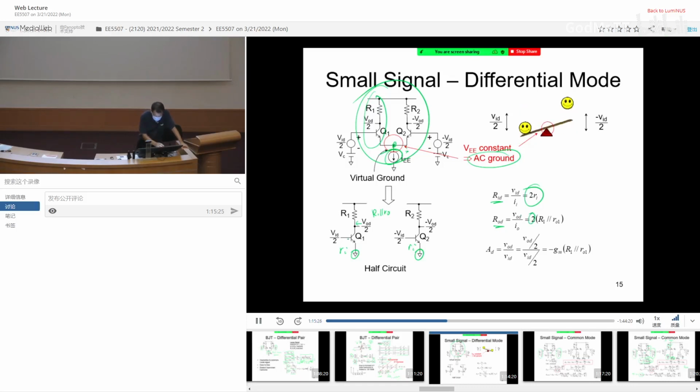Okay? In terms of the gain, this guy will provide you the gm, and then it will multiply by the total resistance, this guy. Okay? Why is there no 2? Because every one of them only contributes half. But if you add together, because your input is only half, the output is basically just half gm R1 parallel ro1. But because you have 2 circuits, you multiply by 2. So it turns out the 2 cancel. That's why you end up having exactly the same as common emitter amplifier. Okay?